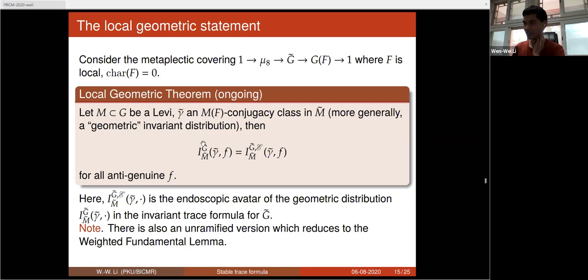Here we work on a cover, so we have tilde everywhere. It's something indexed by a conjugacy class in M tilde. M tilde is the preimage of the covering over some Levi subgroup M. And we can attach a geometric distribution here, and we want to equate it with an endoscopic version. So here we have a superscript E, E for endoscopy.